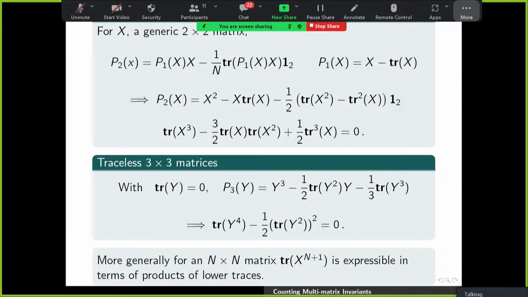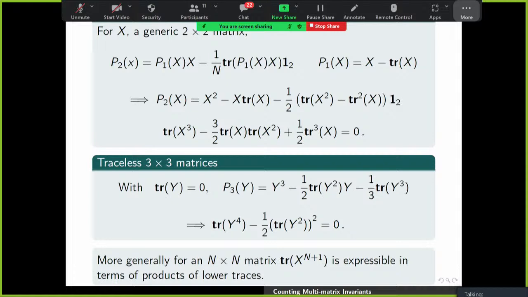And just to see the content of it, I've written it out for 2 by 2 matrices. P2 of x is given by this expression, x squared minus x trace of x, etc. And we can see that the trace of x cubed for any 2 by 2 matrix can be re-expressed in terms of the trace of x, the trace cubed of x, and the trace of x squared.